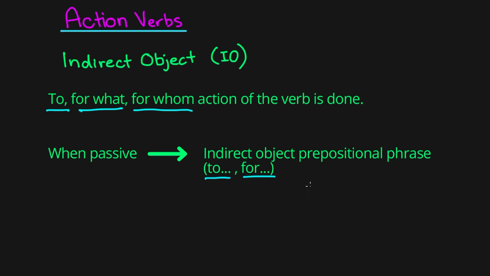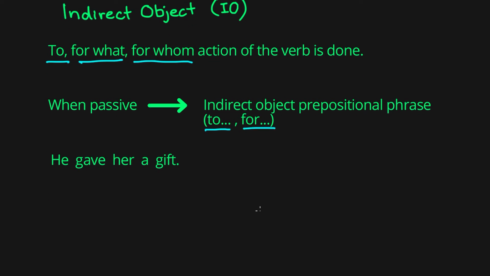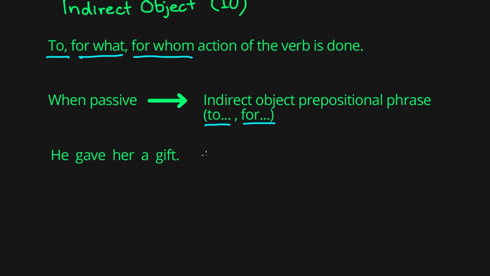So let's look at an example here. So we can write, he gave her a gift. Right? So gave here is our verb. Who gave? He gave, that is our subject. And what did he give her? A gift. So it's receiving the action of the verb. A gift is our direct object. Underline that. We're going to do a little brackets like that with an underline for our direct object. And her here is our indirect object.